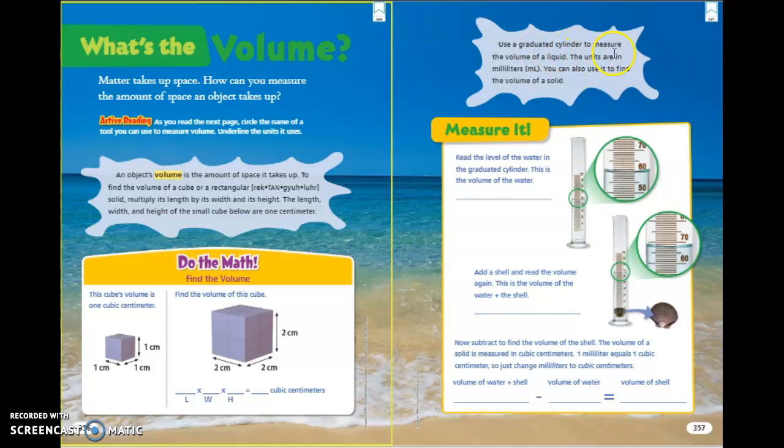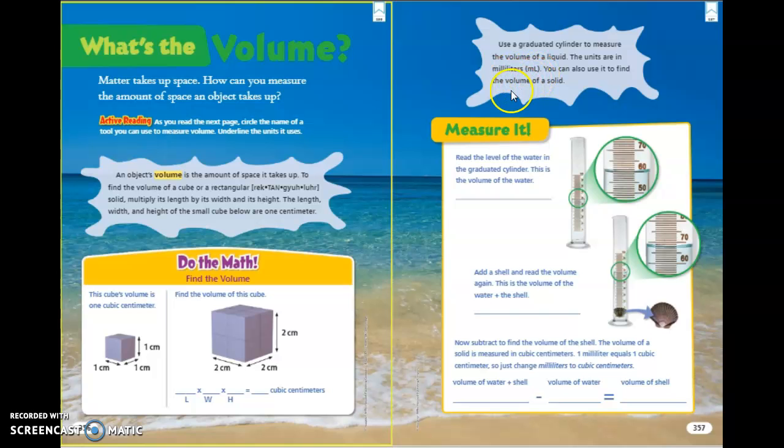Next paragraph. Use a graduated cylinder to measure the volume of a liquid. The units are in milliliters, mL. You can also use it to find the volume of a solid. Now in this paragraph, I found the piece for the active reading. It said, as you read, circle the name of the tool that you can use to measure volume. Underline the units it measures. So pause the video and go ahead and do the active reading for this paragraph here. Now you should have circled graduated cylinder. You should have underlined the units it measures, which is milliliters.